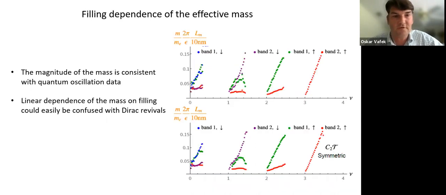We can also compute the filling dependence of the effective mass. We find that this magnitude is consistent with what's measured in quantum oscillations. Remarkably, it seems to be essentially linear in the doping, and so this would be easily confused with Dirac revivals if you were to just look at the mass. And again, it doesn't matter whether we allow the C2T to be broken or not. The reason it's linear has to do with the fact that the bands are not rigid.